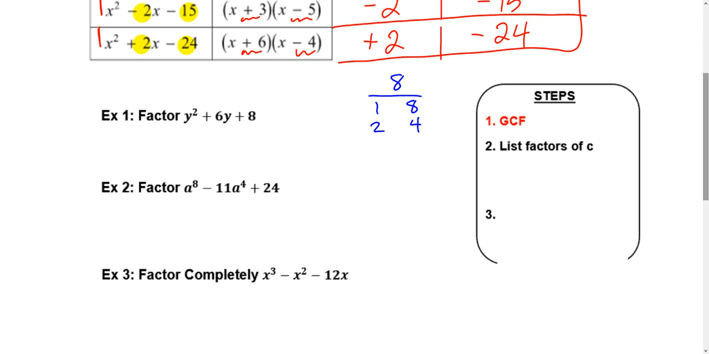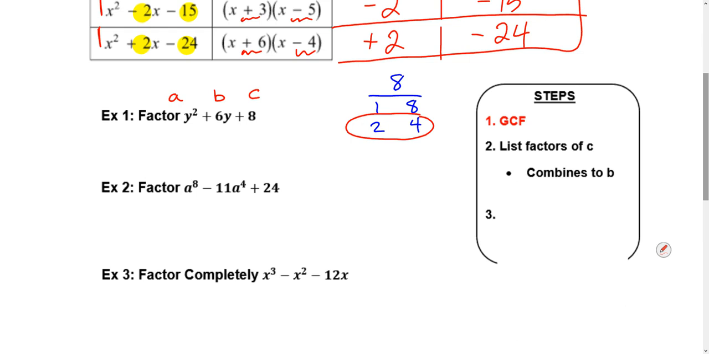But here's the catch. We now have to put some signs on and try to make it combine to the middle. So don't forget, the way these are always set up, A is in the front, B is in the middle, and C is at the end. So we want to pick the pair of numbers that's going to give us the number that's in the middle. So out of these two sets of pairs, this is the only one that could possibly get us to 6. If I add 1 and 8, that's 9. If I subtract 1 and 8, that's 7. So it doesn't get us to 6.